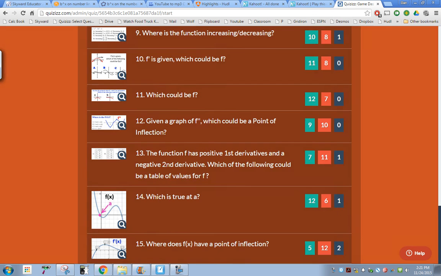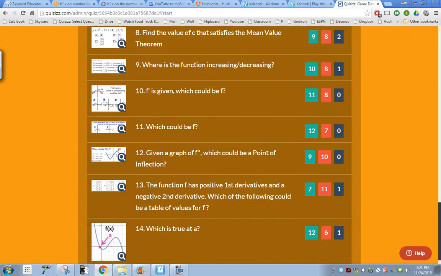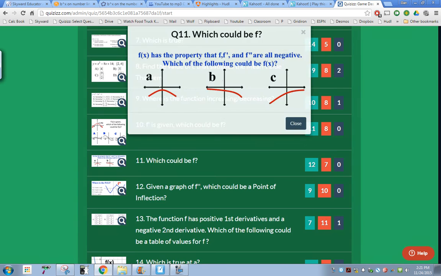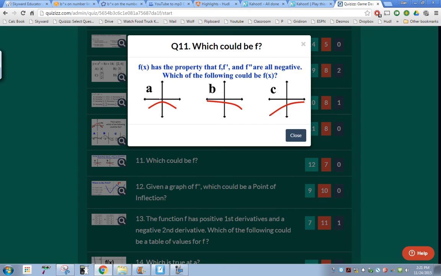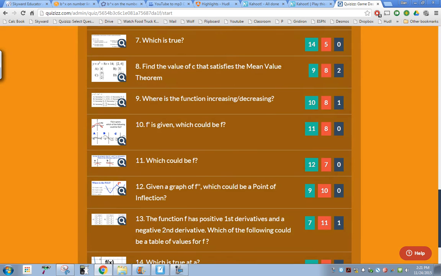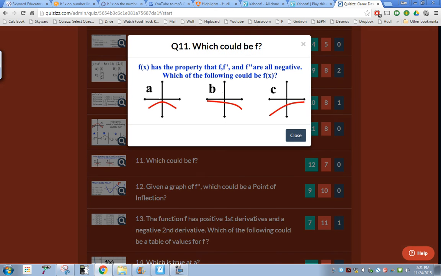What other ones do we want to look at? Anyone else that you're like, man, I wasn't quite sure on that one? So this one says F has the property that F prime, not this 11? Okay. You want me to do that one anyways? Okay. We'll do plenty. I'll go for the next 6 minutes here.